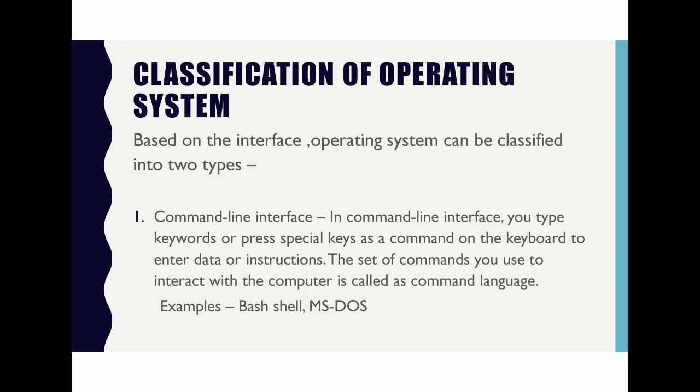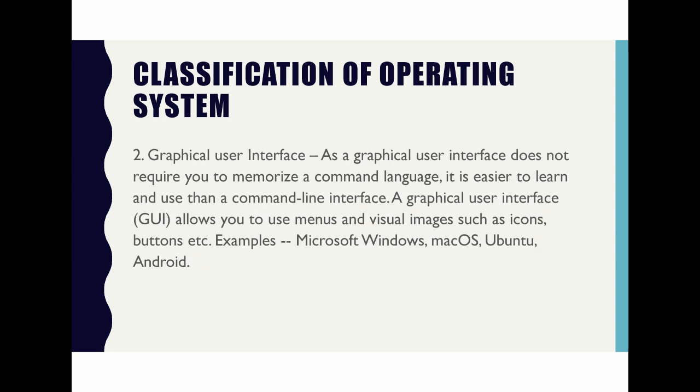Then we have learned about the classification of operating system, as in two different ways operating system can be classified. First one is command line interface, in which you have to type commands to give the system instruction, and second is GUI, that is graphical user interface, in which with the help of icons and mouse you could graphically instruct the computer to perform a particular task.